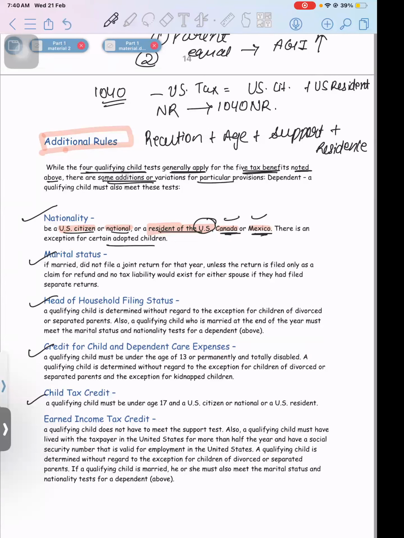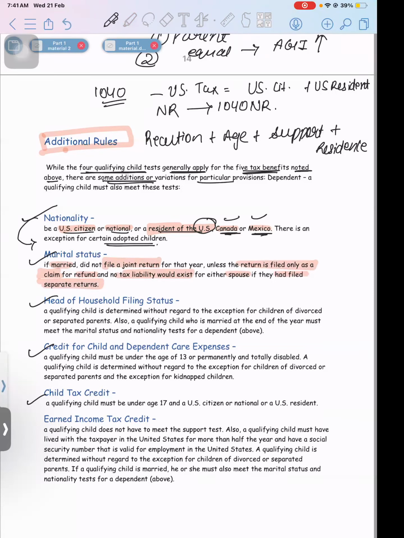Okay, there is an exception for certain adopted children. This thing we will learn later on. When a child is adopted, they can be a foreign child also. From a foreign country, you can adopt a child. If that child is living with you after adoption, that person will be eligible. Means for this nationality test, there is an exception in case of an adopted child. Okay, next is marital status. If married and did not file a joint return for that year, unless the return is filed only for claiming a refund, and no tax liability would exist for either spouse if they had filed a separate return.